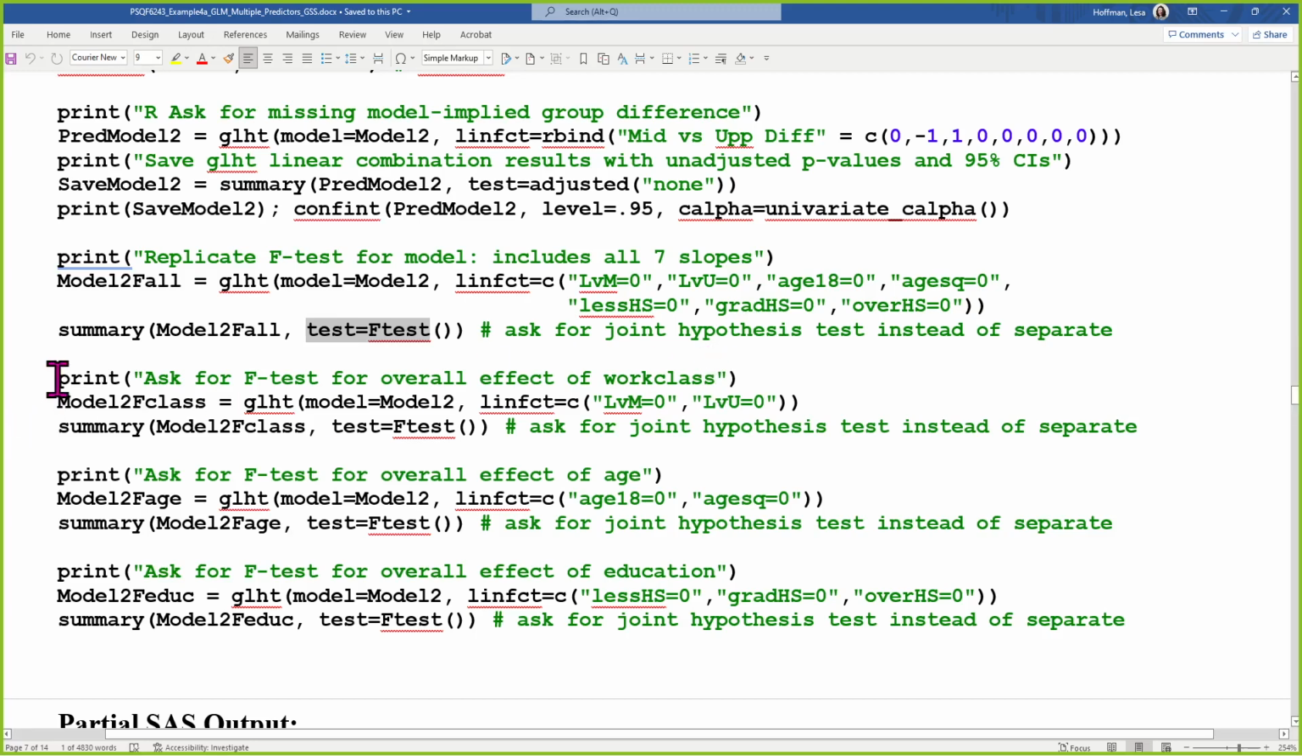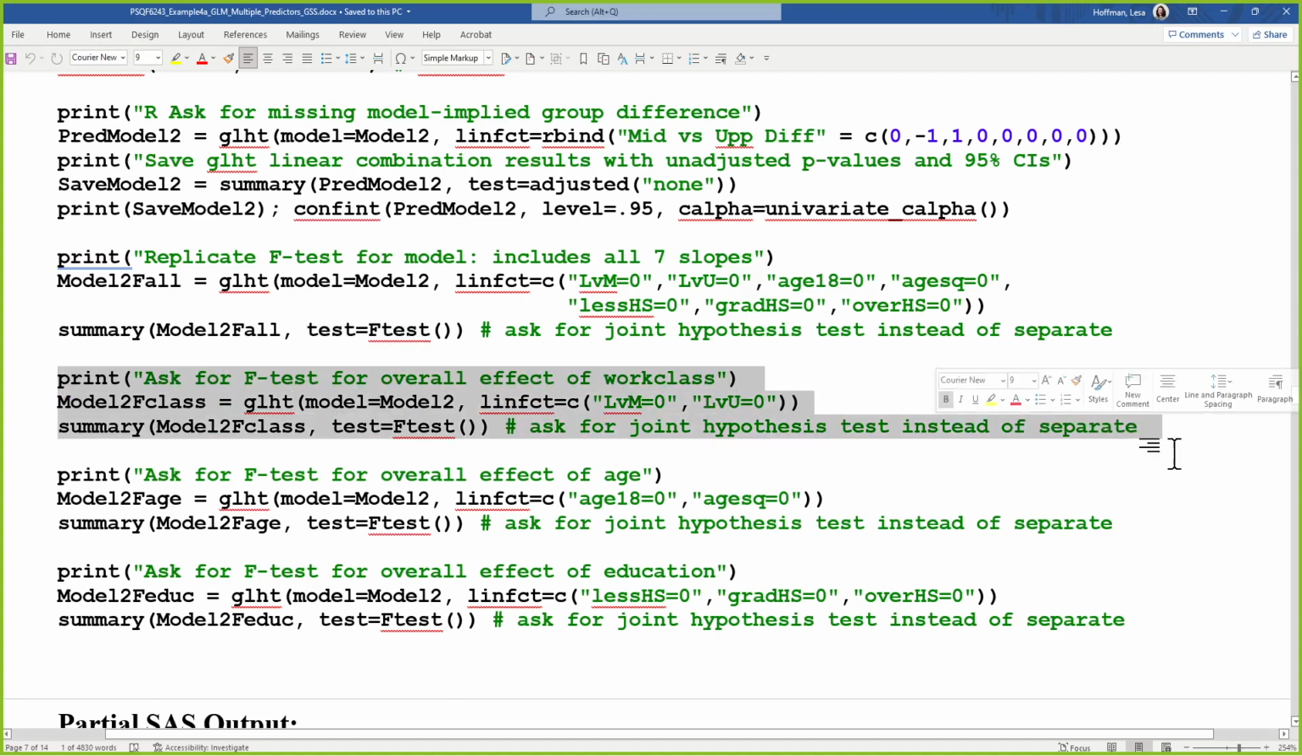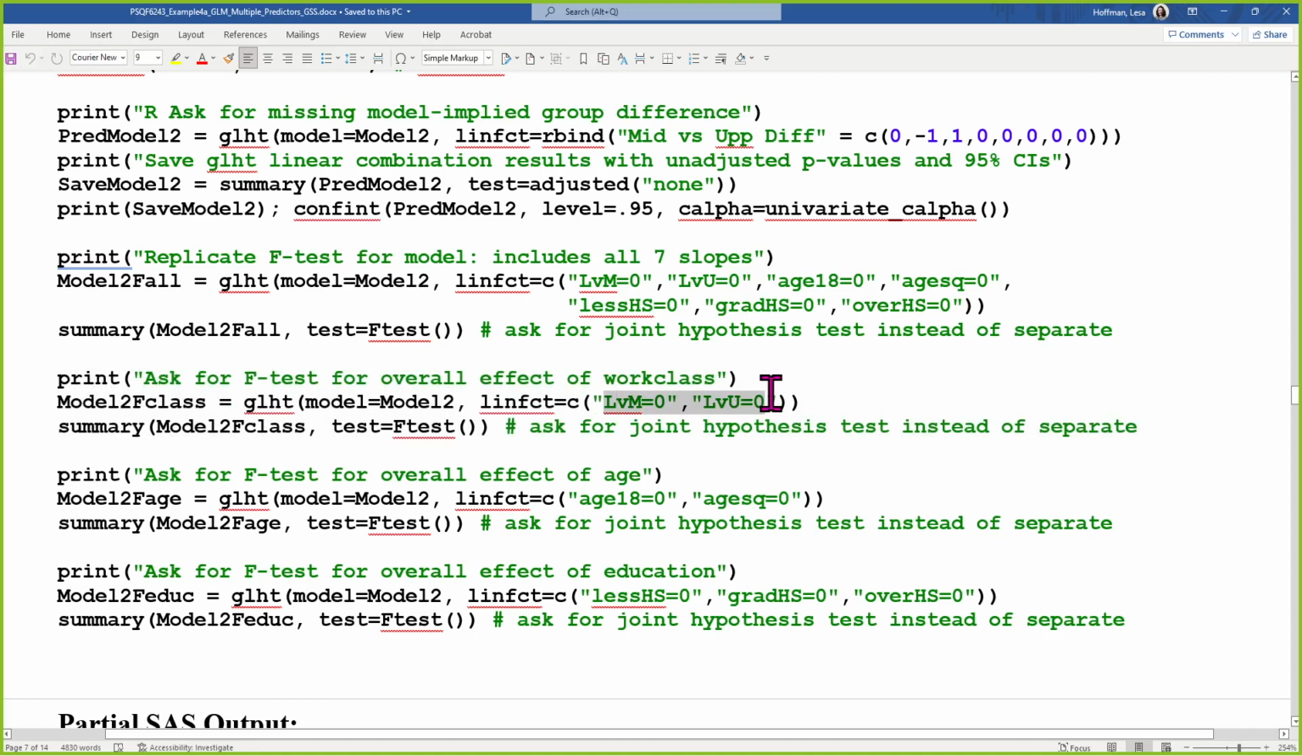The next 3 then correspond to each conceptual predictor. This one is for work class with just those 2 slopes in it. This one is for age and age squared. And this one is for education down here. The names I'm saving, model 2 F for class, is what that means to me, because these are all coming from what I labeled as model 2. I'm doing this to get an F test, and the F test is for the effect of class. This is model 2 F age.